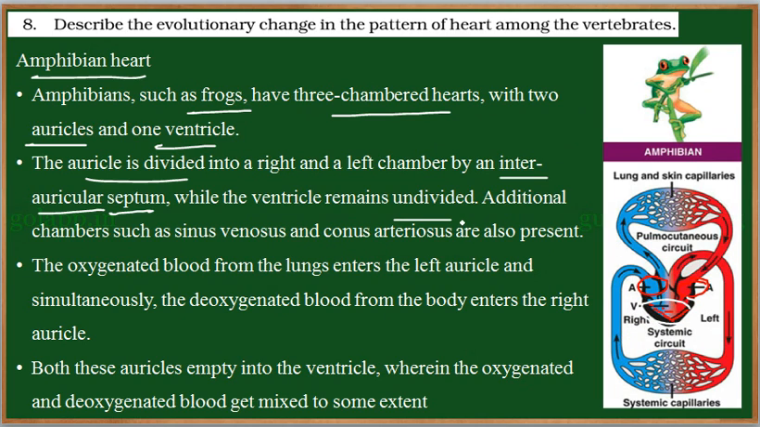So the auricles are separated in the amphibians, but the ventricles are not separated. Now the oxygenated blood from the lungs enters into the left auricle. Simultaneously, the deoxygenated blood from the body tissue enters into the right auricle. So this part is receiving deoxygenated blood and this part of the heart is receiving oxygenated blood. Now both of these will enter into the ventricle.